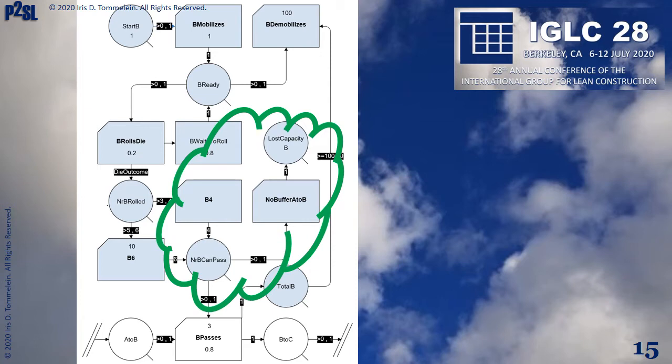The third grouping, marked in green, captures at the end of every week that any units left in number B can pass are lost capacity. Capacity is a perishable resource.